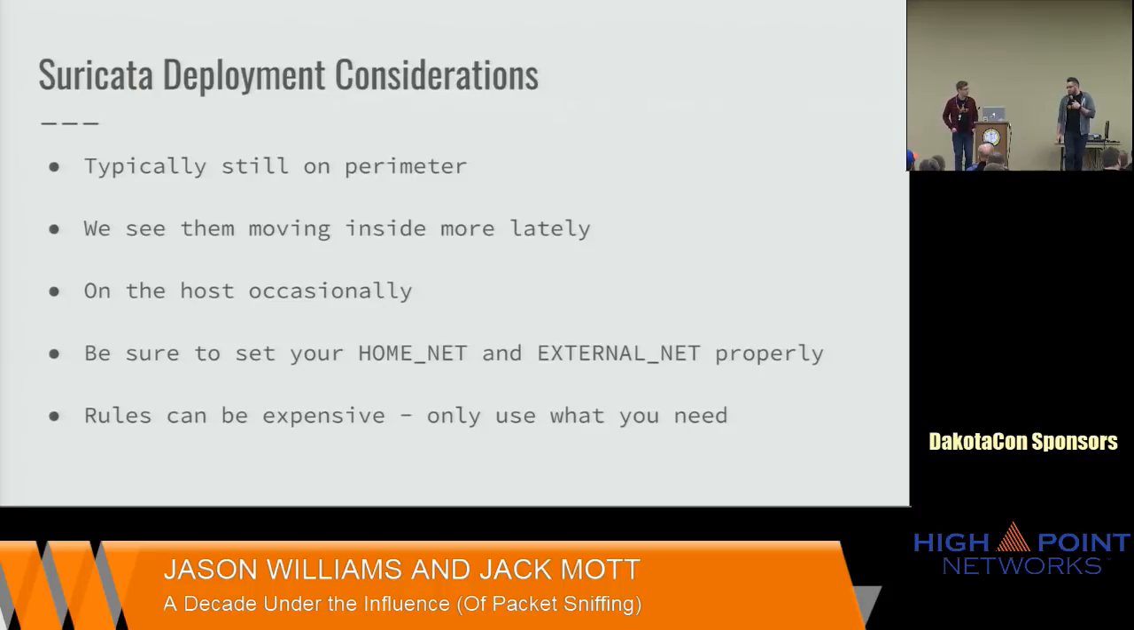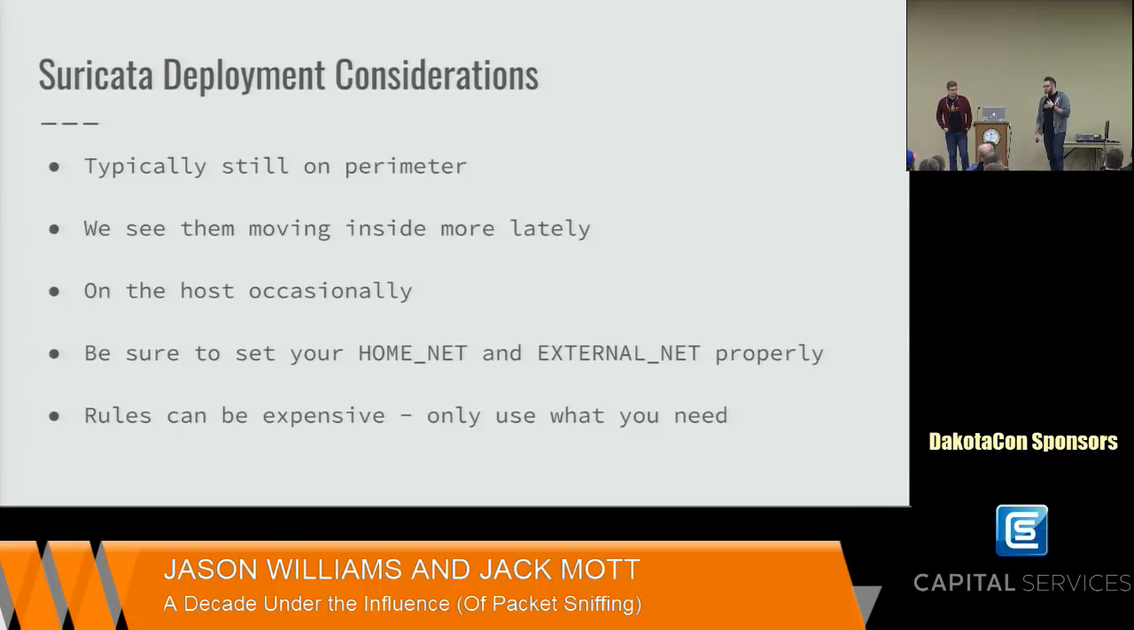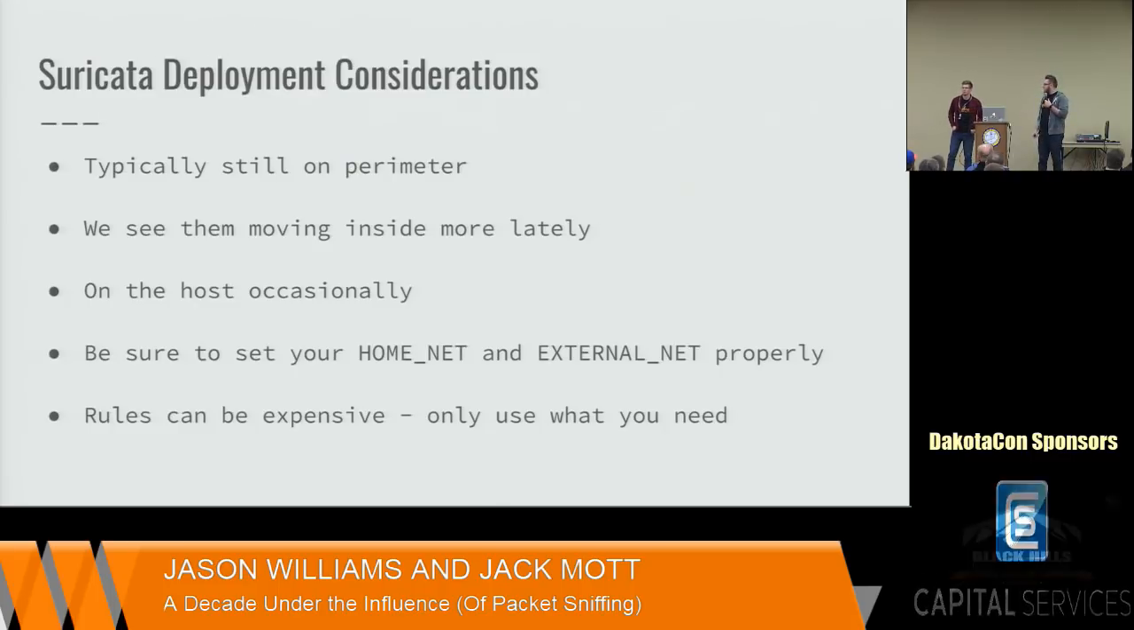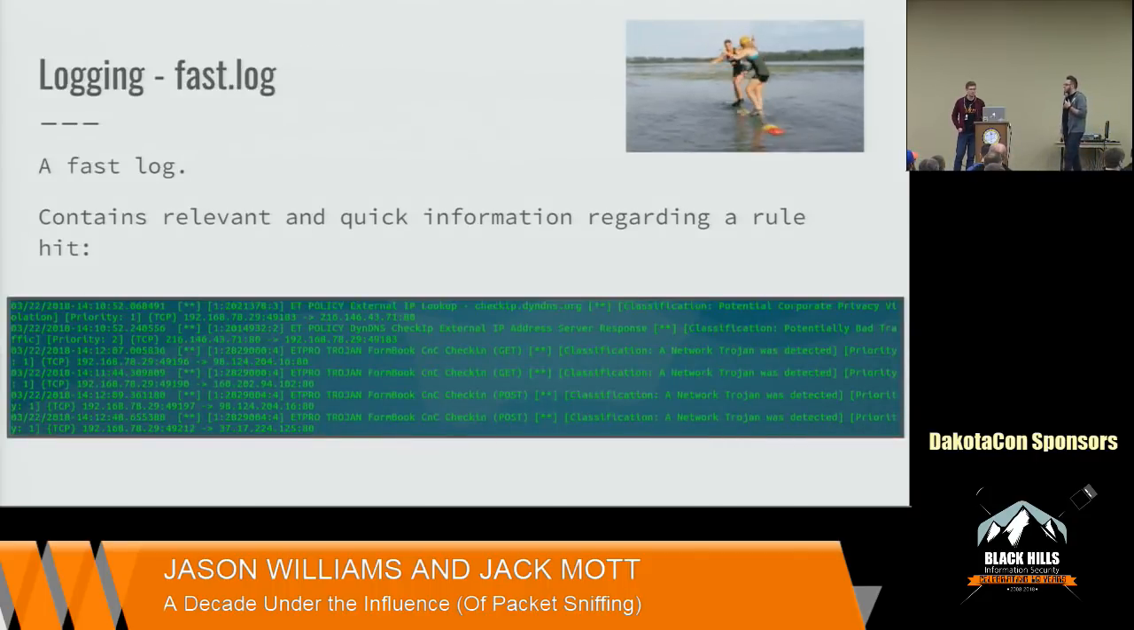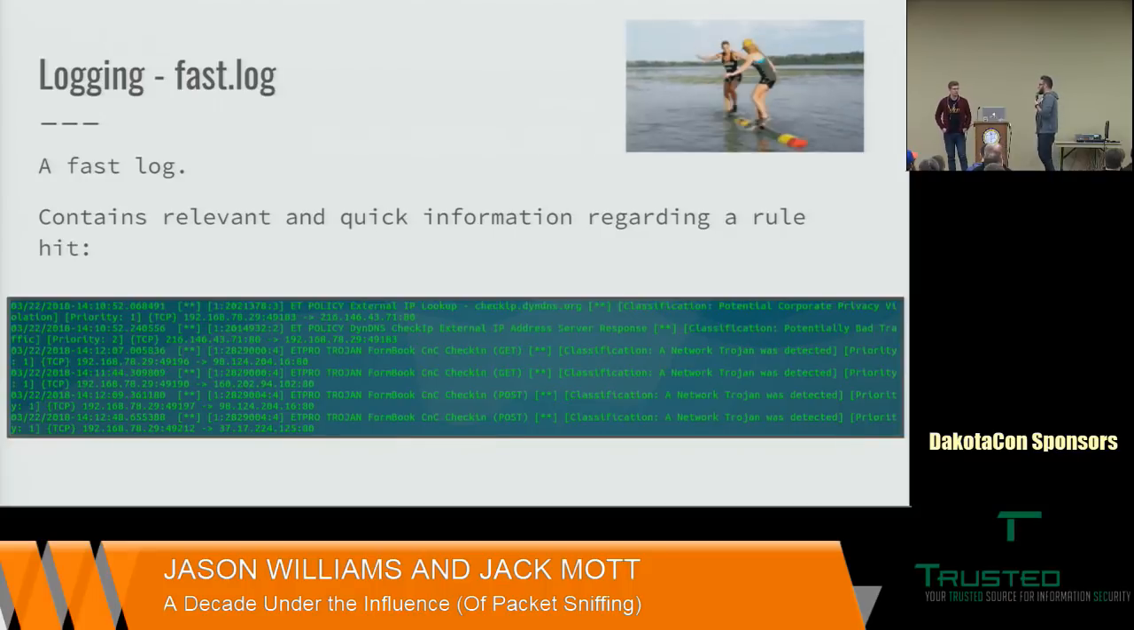The rules can be expensive. Like I said, Emerging Threats has like 35,000 rules. So really only use what you need. Enable and disable these rule sets as they pertain to you. If you're not running a web server in this area, don't use the web server rules. If you're not looking out for Trojans or DMZ-based things, don't use those rule sets. And now Jack will take over.